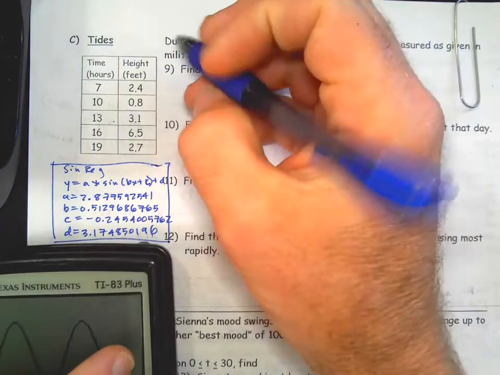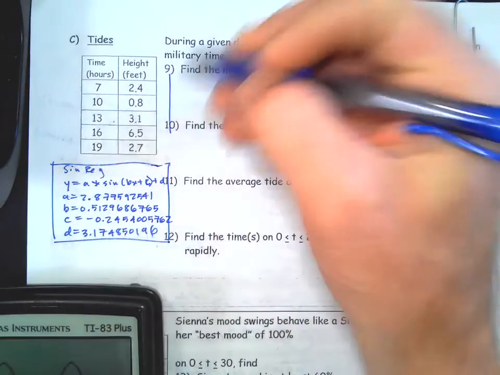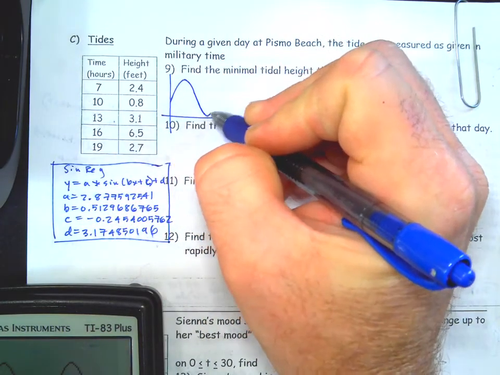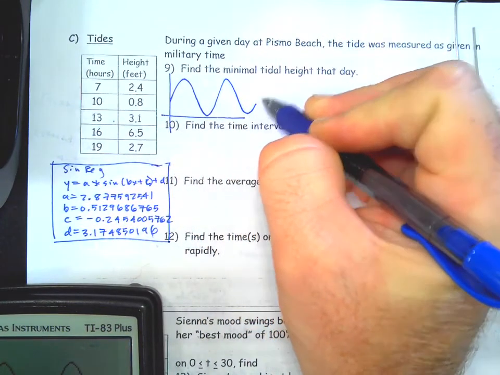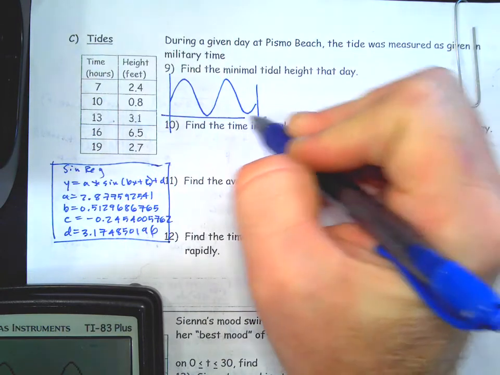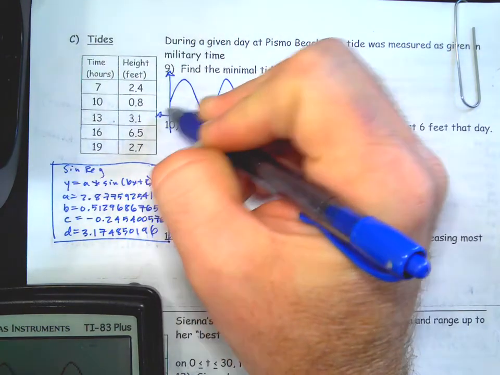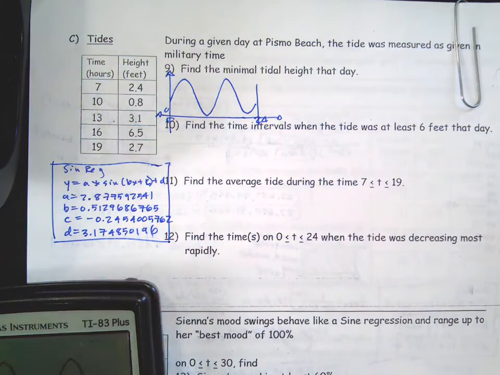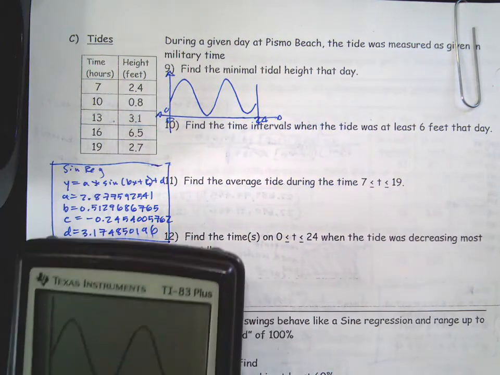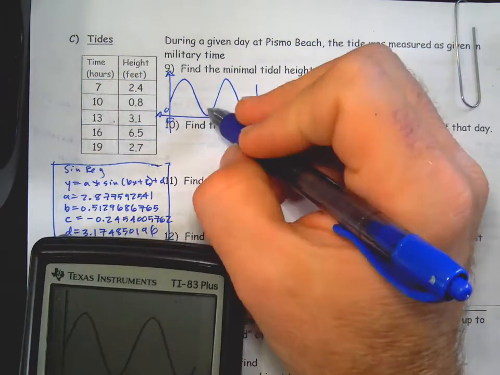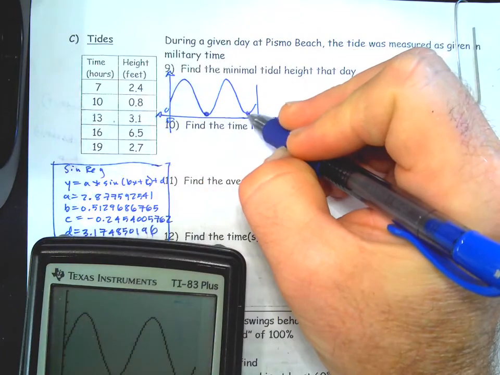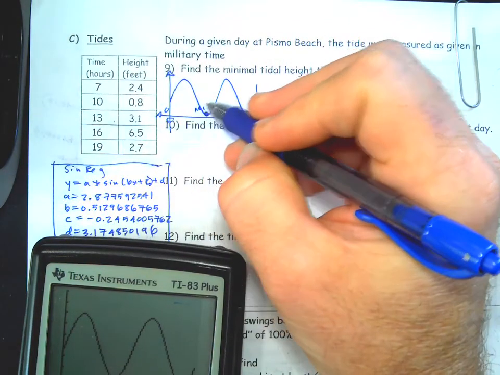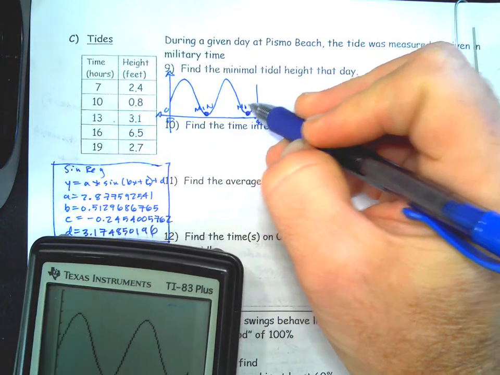Let's draw a sketch of this. Just a quick rough sketch of the part of the graph we care about, 0 to 24. Okay. So now find the minimal tide height. Well, here's the minimum tide height, and here's maybe another one. They probably should be the same. And we could confirm this by finding both of them individually.